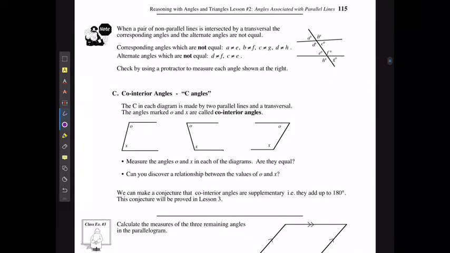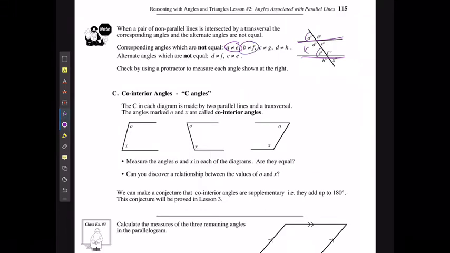All right. When a pair of non-parallel lines is intersected by a transversal, the corresponding angles and the alternate angles are not equal. So, corresponding angles which are not equal are going to be A and E, because these two lines aren't parallel. A and E will not actually match up.